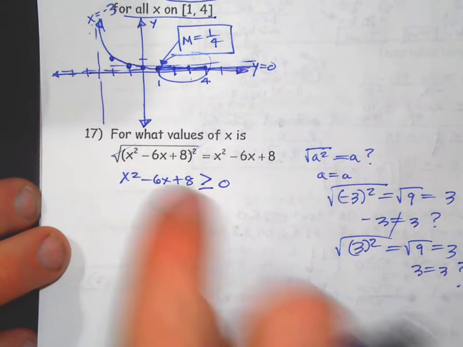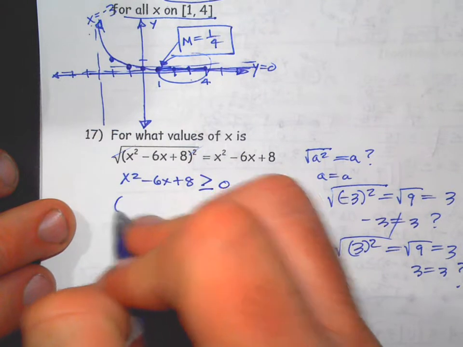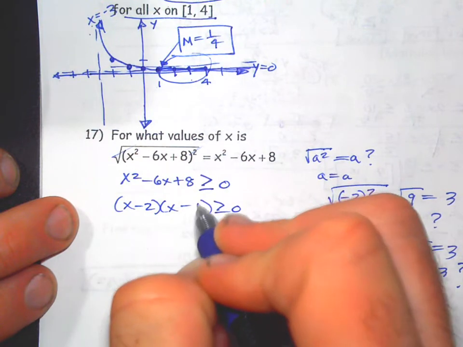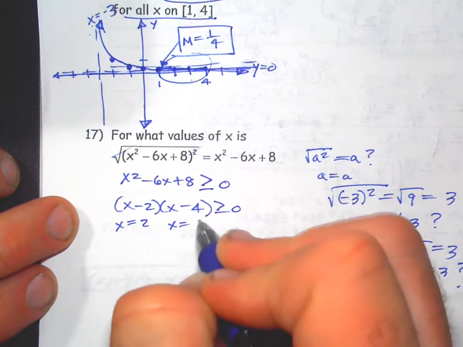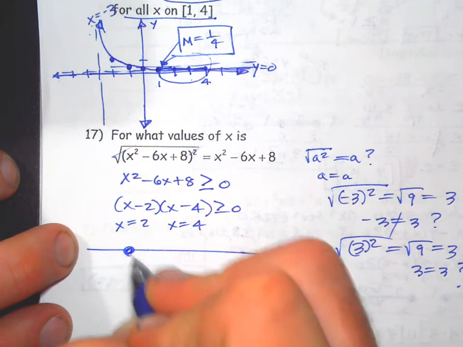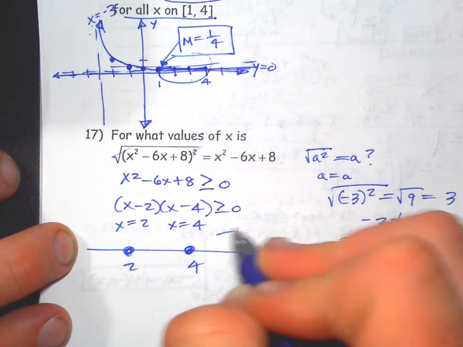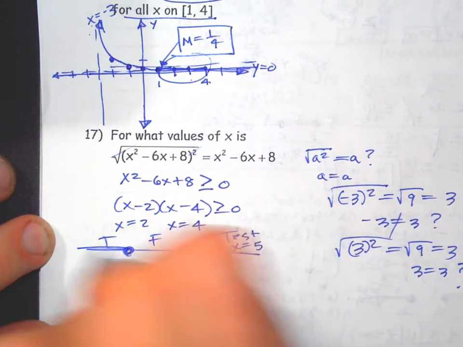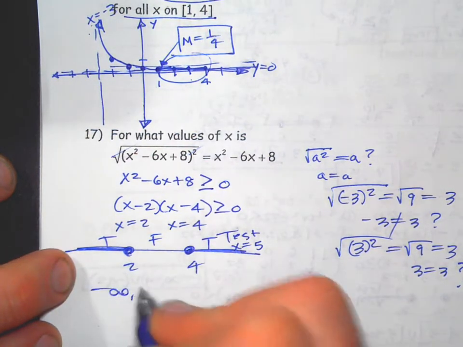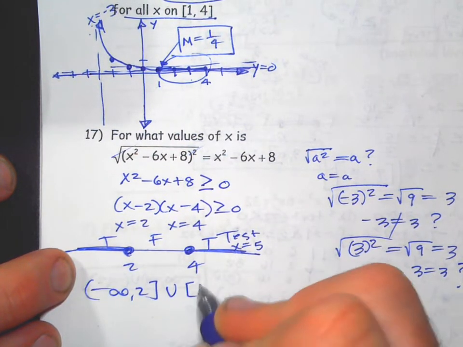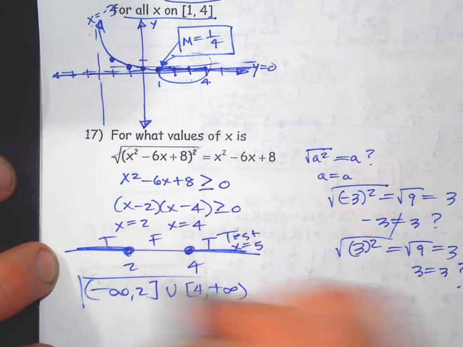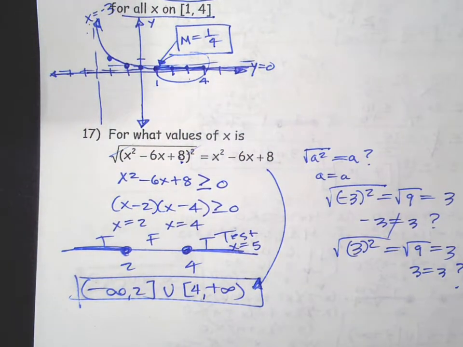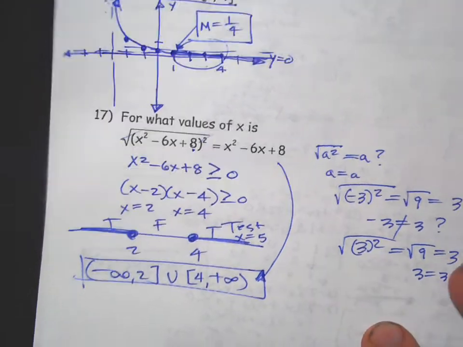Okay, so now what are the things that make this true? Well, this is a polynomial inequality. Let's do a line check. Let's factor it. x minus 2, x minus 4, x equals 2, x equals 4. Line check, solid dots, 2, 4, test a value, x equals 5, true, false, true. So the answer is negative infinity to 2 and 4 to positive infinity. So this is true for these values of x only. Now, graph and calculate problem.